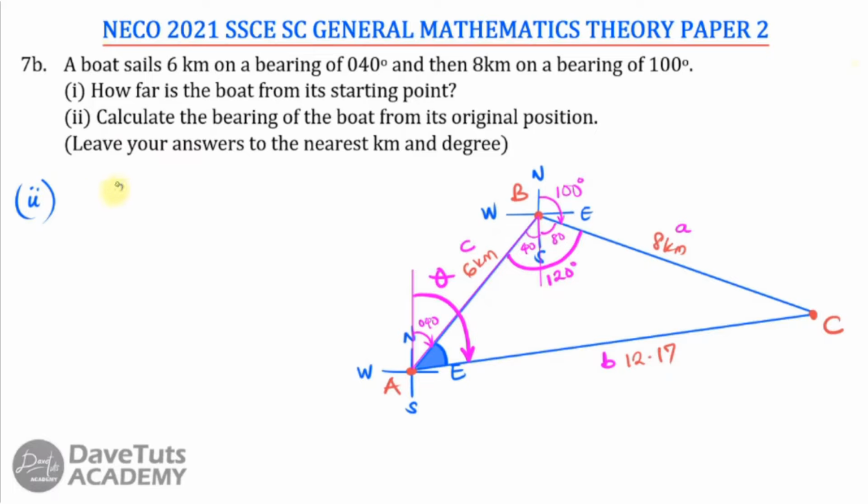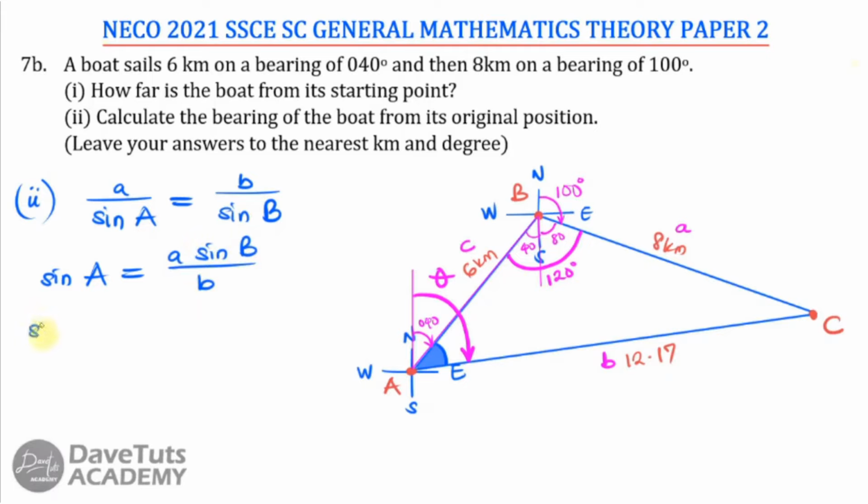So if you are to do that, we'll have it that A over sine A is equal to B over sine B by reason of the sine rule. And what we are looking for is actually sine A. So sine A is going to be, here we cross multiply, A sine B over B. What is the value of A? It is 8. Sine B will be sine 120 over B. B itself is 12.17. We use the original value we got, not the approximated value.